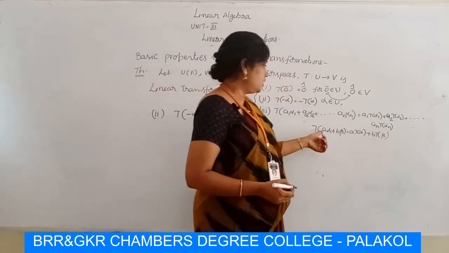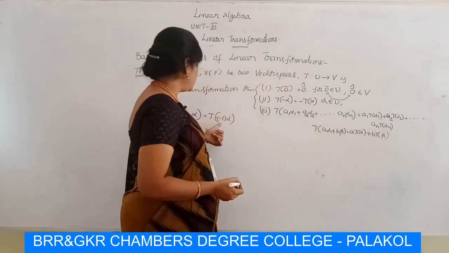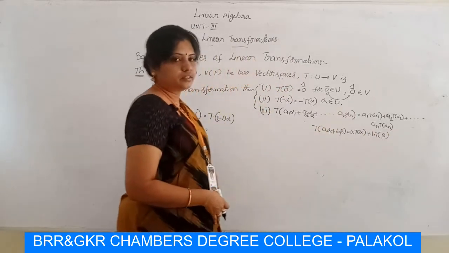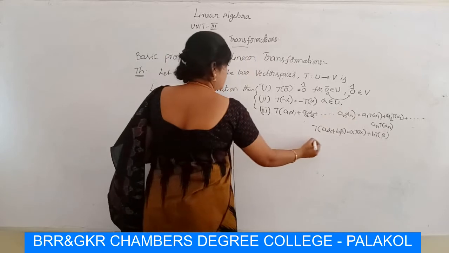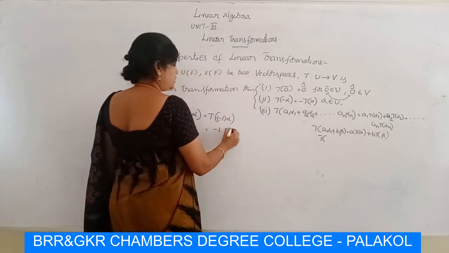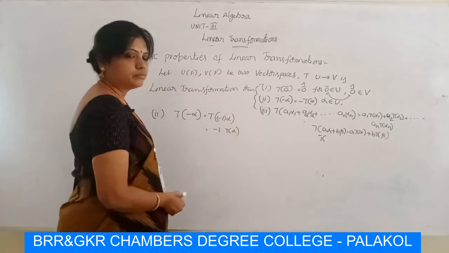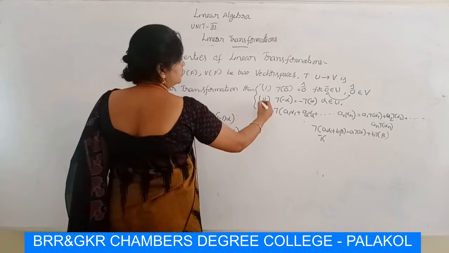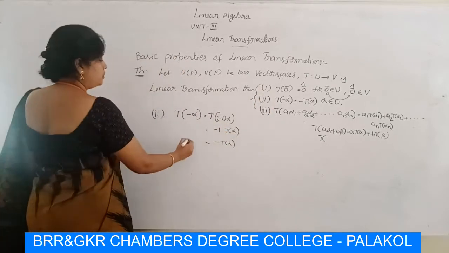Then here we have A is minus 1, and B is 0 into some vector. So simply we get minus 1 into T of alpha. So then minus T of alpha. So the second condition is also proved.